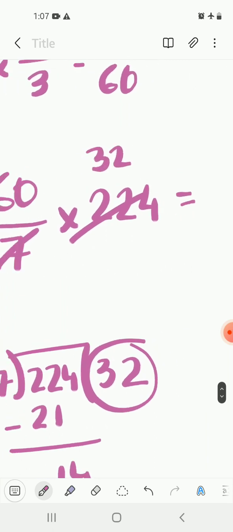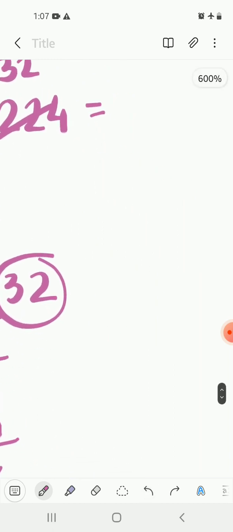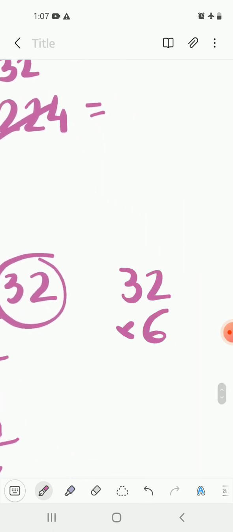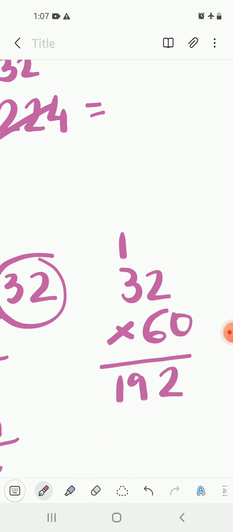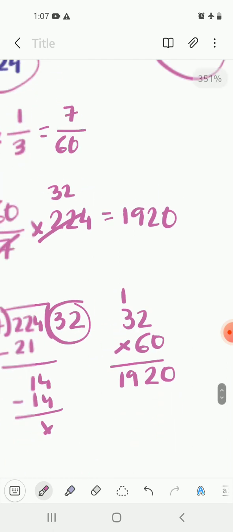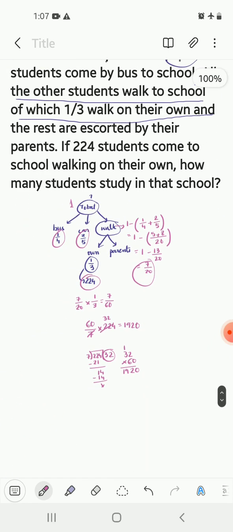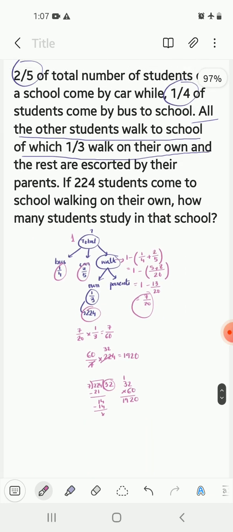Now we have to do 32 into 60. Let's do it. 2 times 0 is 0, 2 times 6 is 12, and 3 6s are 18 plus 1 is 19. And here there was a 0, so here there will be a 0. So the total number of students in the school is 1920. This is a very important sum. From here we are able to find out the answer.